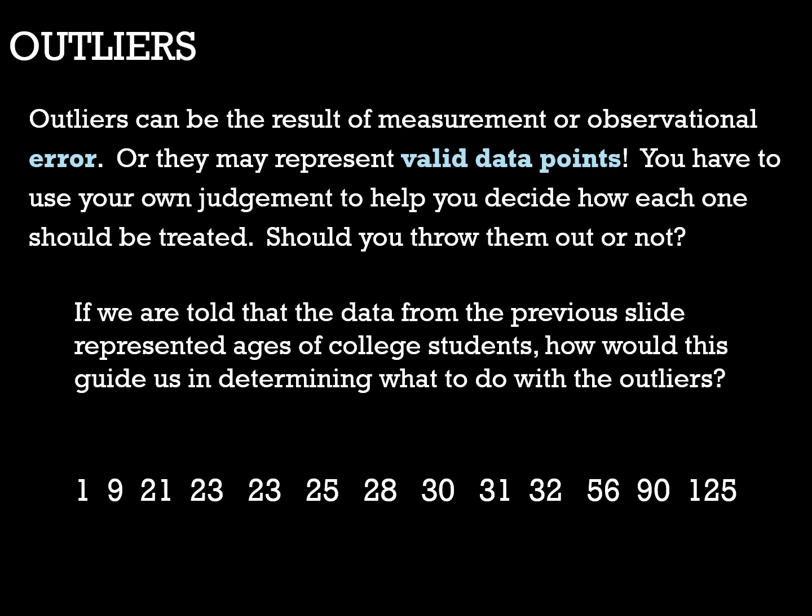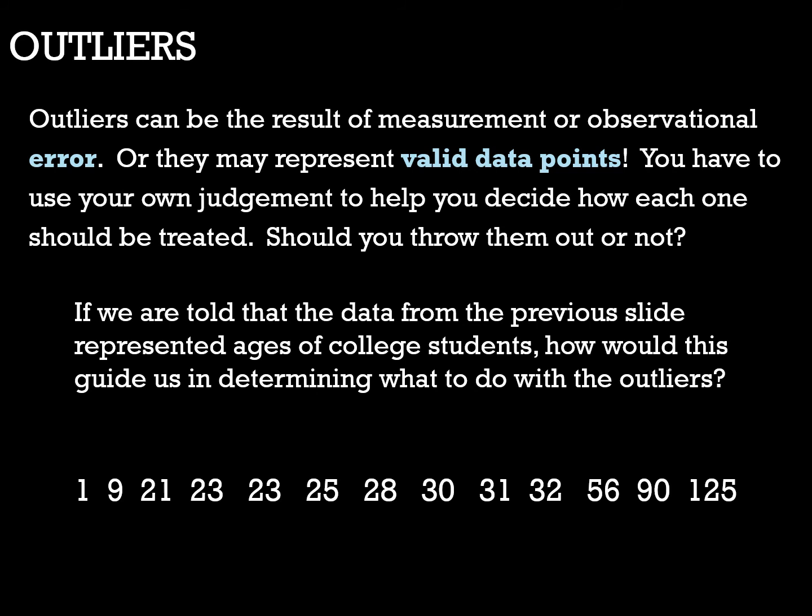So what you have to do is use your own judgment to help you decide how each one of these should be treated. Sometimes we want to throw the values out and say this can't be a valid number, so I'm not even going to consider it as part of my data set, because if I'm finding the mean of something and I have a number that's clearly impossible, I don't want to include that in finding my mean, because I know I would get something that's not correct. So anyway, you don't always know. Is it a result of measurement or observational error, or is it a valid data point? You just have to use your judgment to decide.